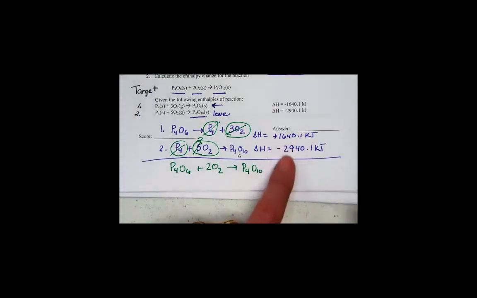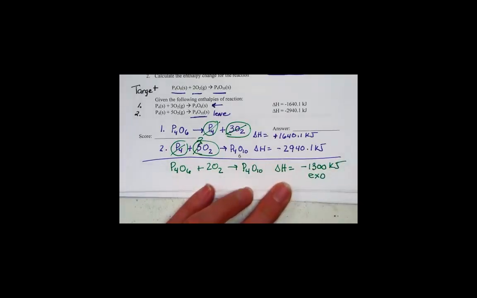When I add together elementary reaction 1, its heat, with elementary reaction 2, its heat, we'll find our final answer. So let's add positive 1640.1 plus a negative 2940.1. I get a value of negative 1300 kilojoules, an exothermic value.